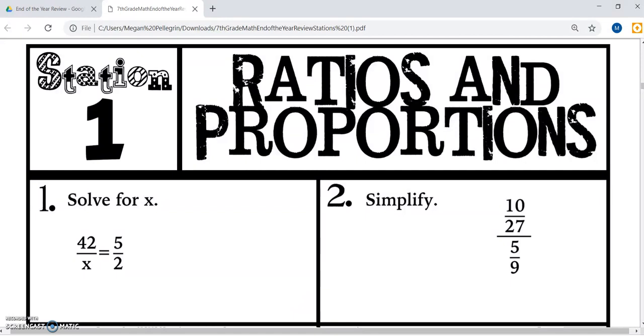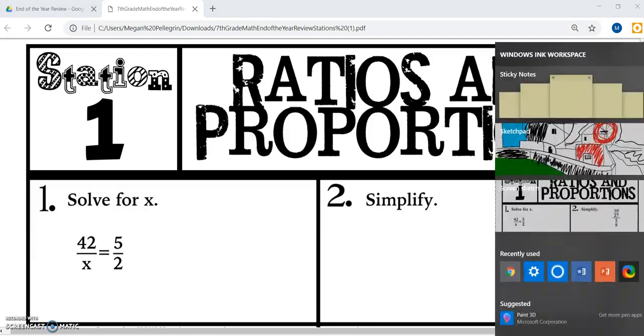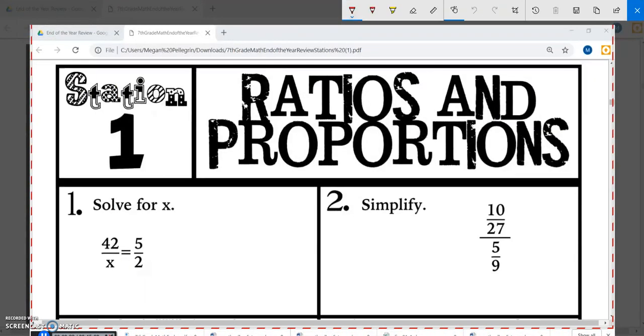Good idea to get out two things. One would be your quick glance mini book, your 7th grade one, and then a calculator. I will be using a calculator, but unfortunately you will not be able to see the calculator that I'm using.